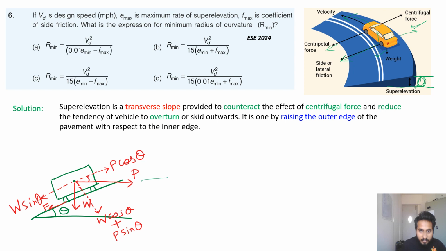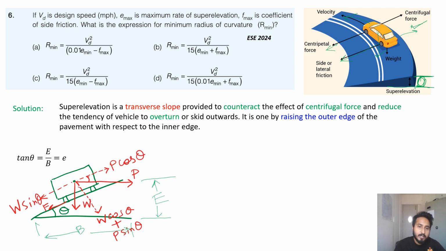This is the level of the outer edge. This is the level of the inner edge. Let us call this E, and let us call the width of the pavement B. So tan theta equals E by B, and that is the superelevation.